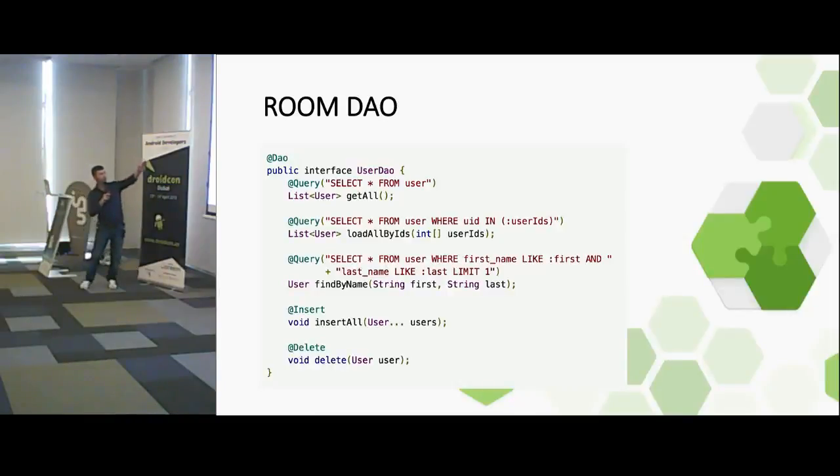For instance, the first SQL query, select anything from user. If there is no table in the database called user, because you made a typo, then it's going to notify you at compile time. That is the first advantage of Room.